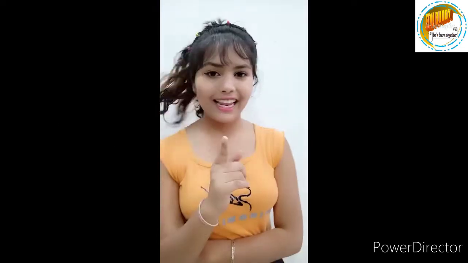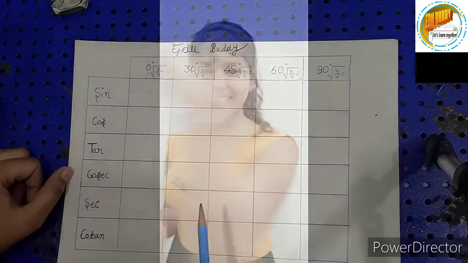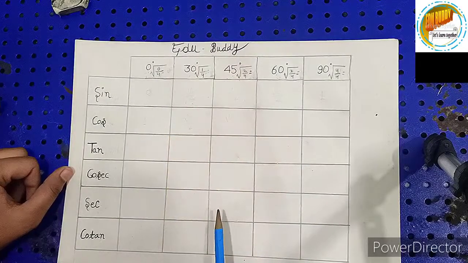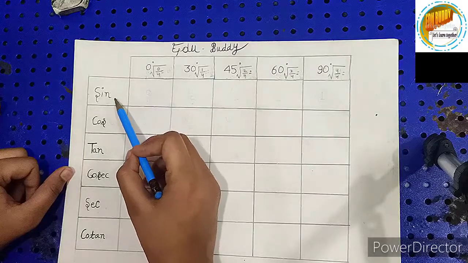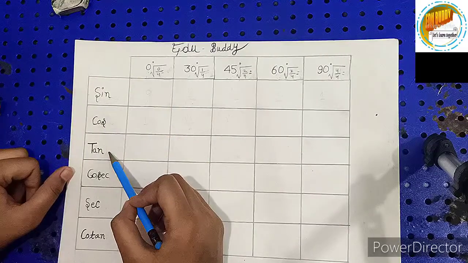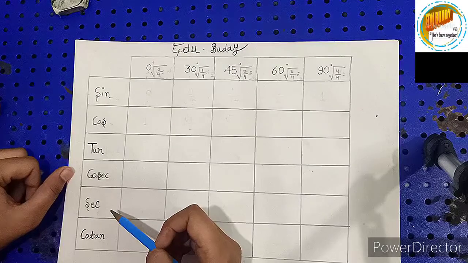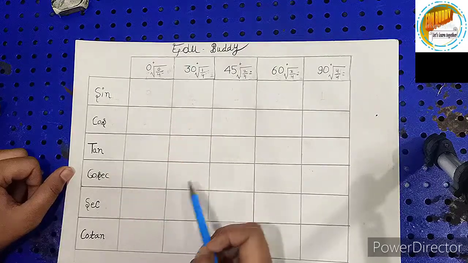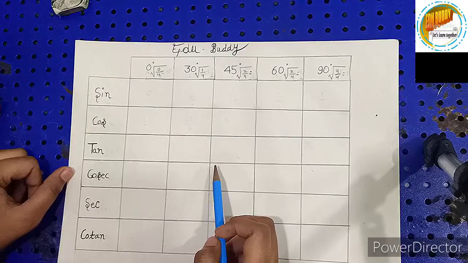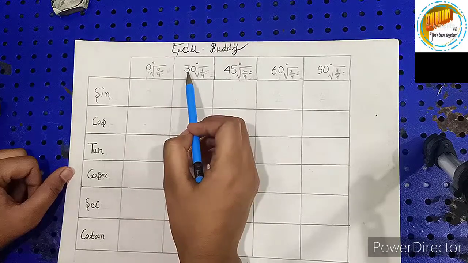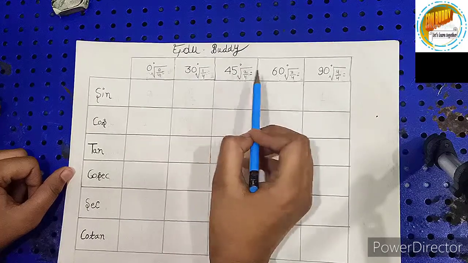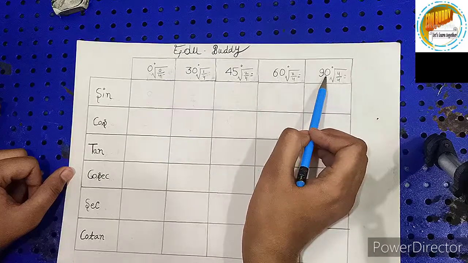This is Kritika. So without wasting our time, our today's topic is learning the values of trigonometric functions. Friends, we know that trigonometry has 6 functions which are sine, cos, tangent, cosecant, secant and cotangent. Now we are going to find the values of these 6 trigonometric functions in the first quadrant at 0 degree, 30 degree, 45 degree, 60 degree and 90 degree.